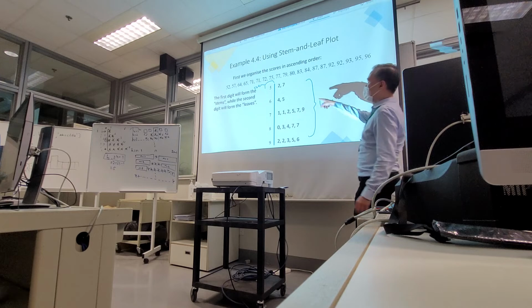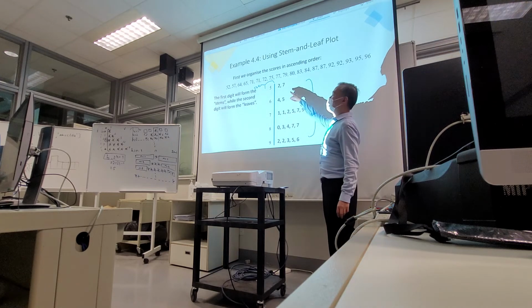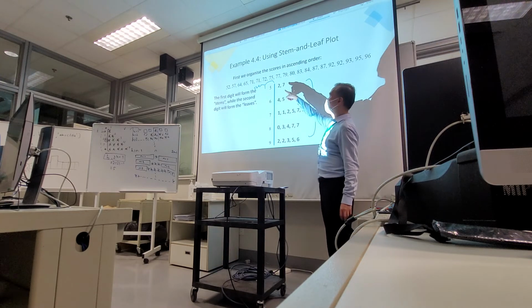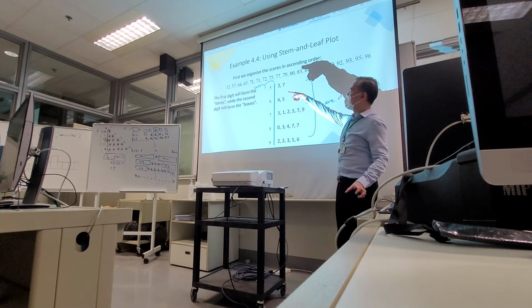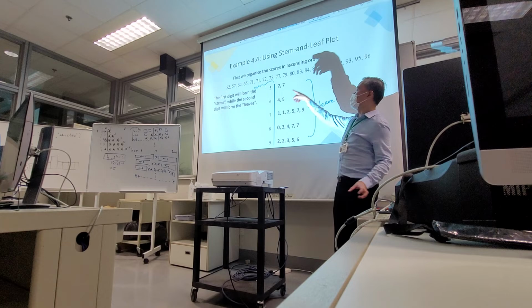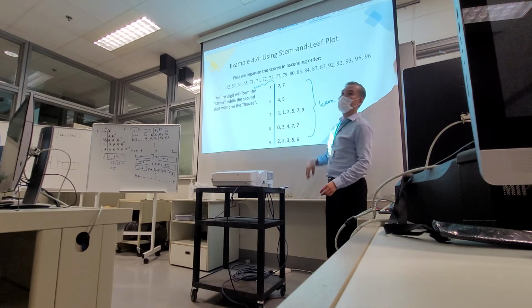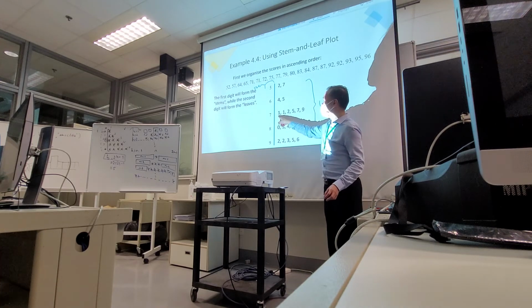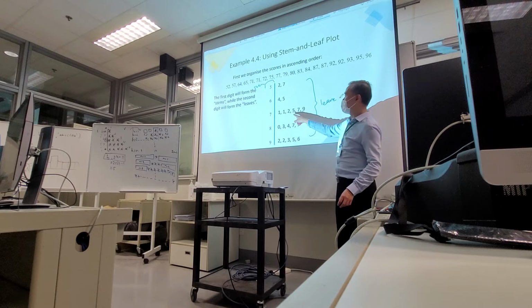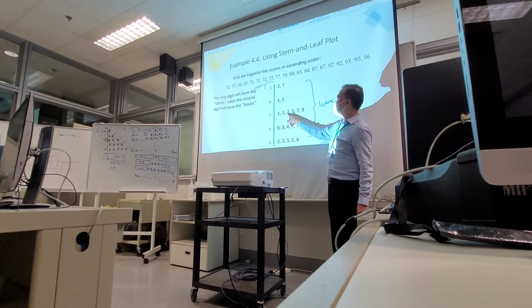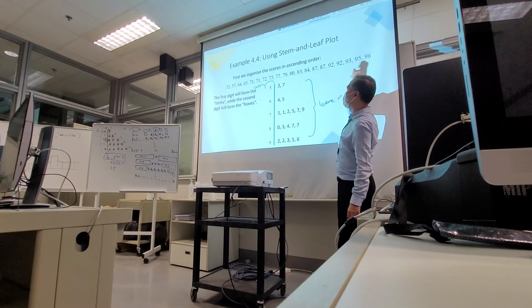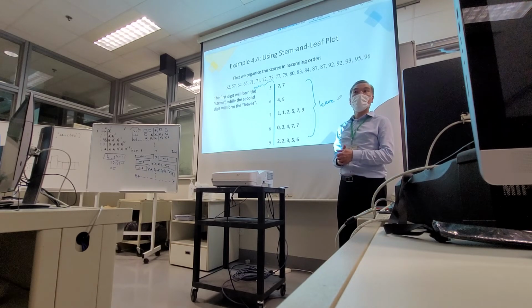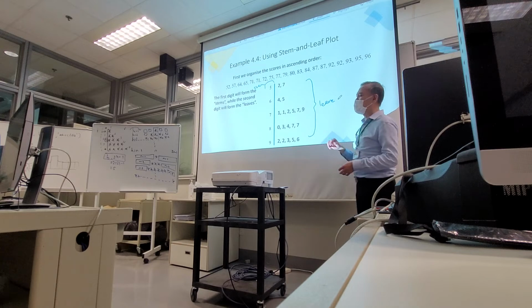For example, how come you have 5, then 2, 7? Because you have 52 and 57. So 5 is in the stem, which is the tens, then in the leaf, which is the ones, there is 2 and 7. Similarly, how come this one is so long? Because I got 71, 72, 75, 77, 79. If you go up and check, you should find them. Are you with me? To be frank, I seldom use this.